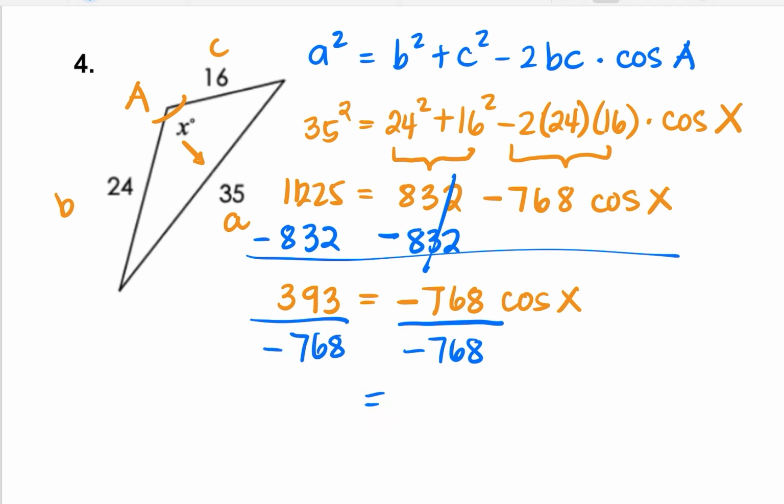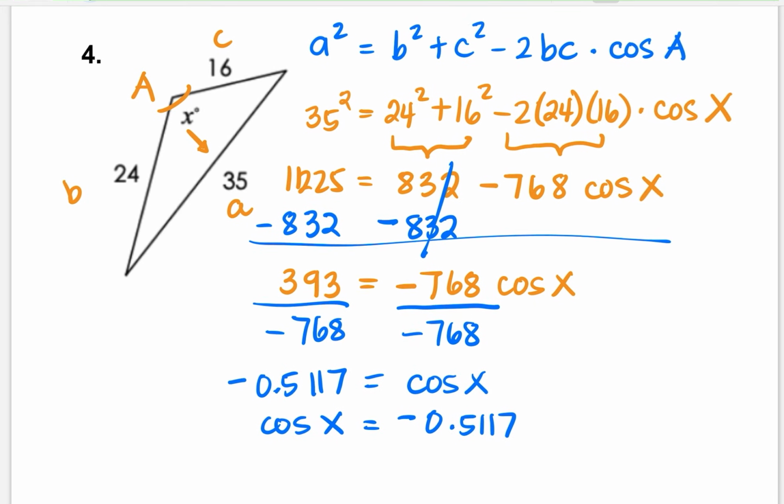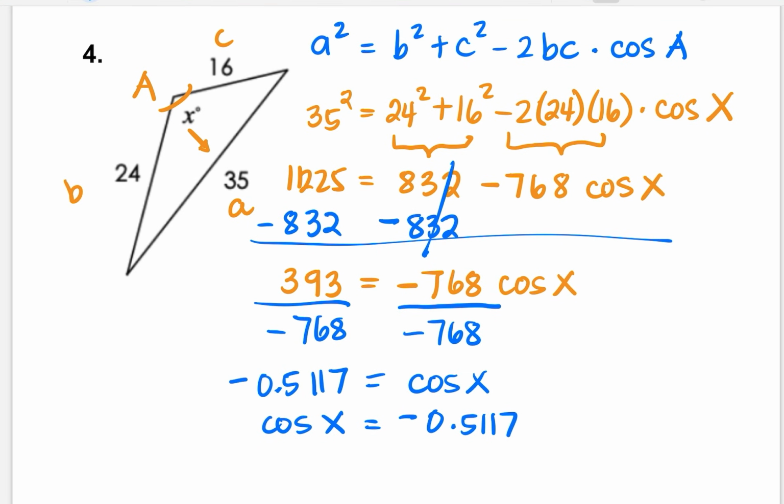And that would be cosine x. And this will give us negative 0.5117. You can switch these two equations. Cosine x equals negative 0.5117. Do you have to switch them? No. I just want to make the unknown on the left-hand side of the equation. It's easier that way. But if it does not bother you, you can keep it on the right side.